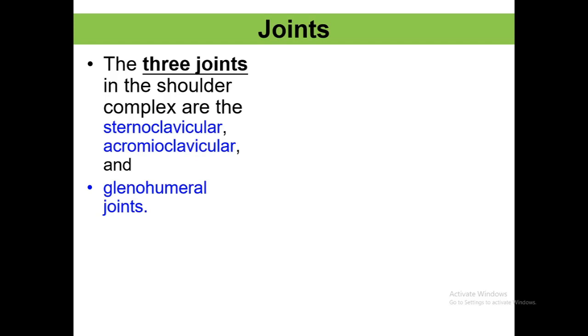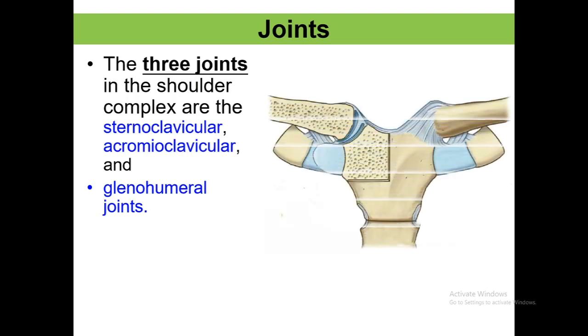Let's talk about the joints. There are three joints in the shoulder complex. They're named the sternoclavicular, acromioclavicular, and glenohumeral joint. The first picture in front of us shows the sternoclavicular joint, between the manubrium part of the sternum and the medial end of the clavicle.